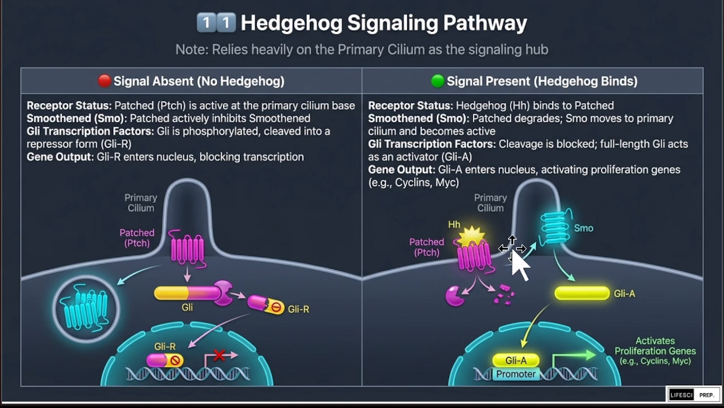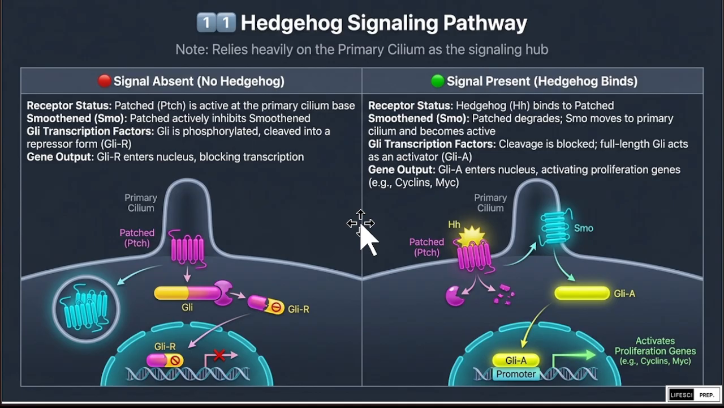Let's talk about the Hedgehog signaling pathway. In the Hedgehog pathway, in the absence of signal, the Patched receptor remains in the cilium, and due to no signaling, the Patched receptor cleaves the GLI-A and forms GLI-R. The GLI-R travels to the nucleus and represses the gene expression, or we can say blocking the transcription.